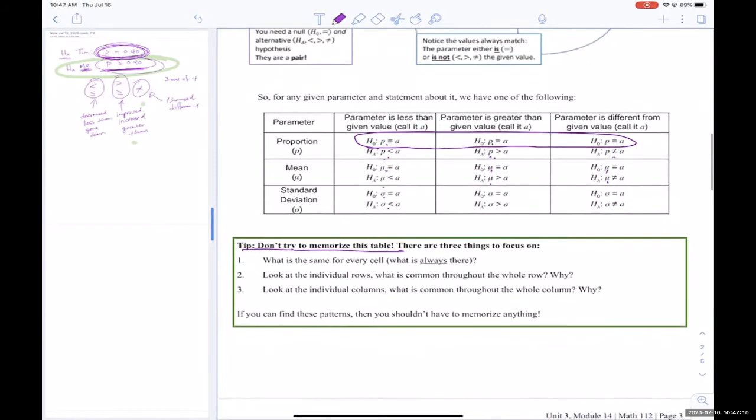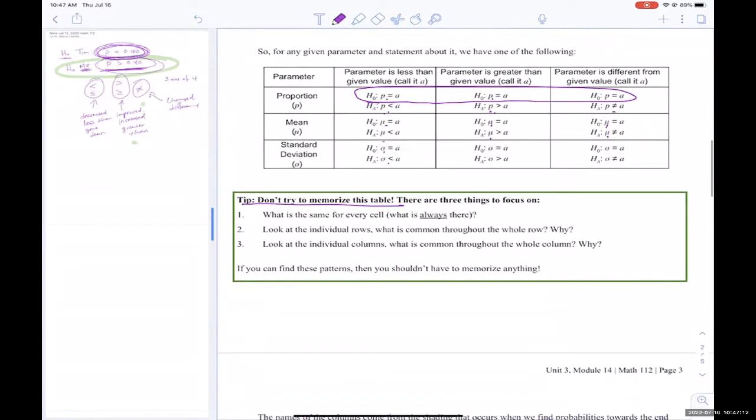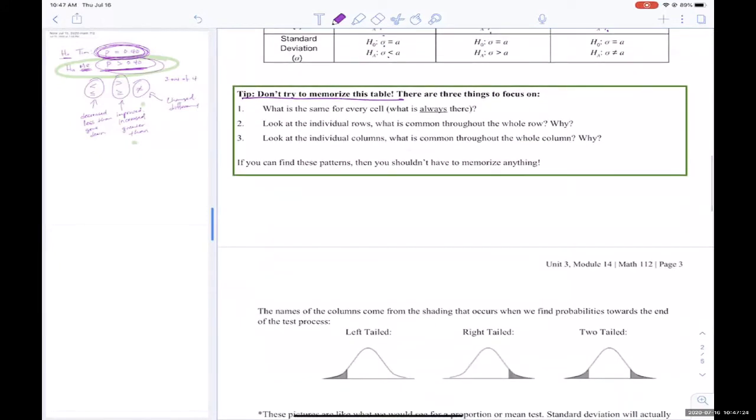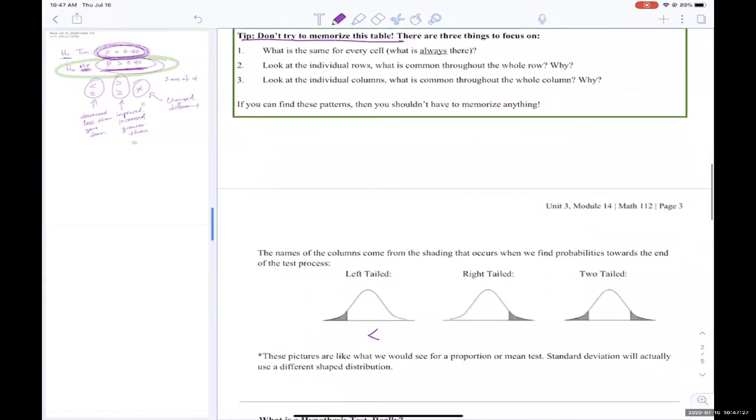Okay. Look at individual rows. What is common throughout the whole row, and why? Look at the individual column. What is common throughout the whole column, and why? Justify. So when we have less than, if your alternate hypothesis is less than, it is a left tail test.